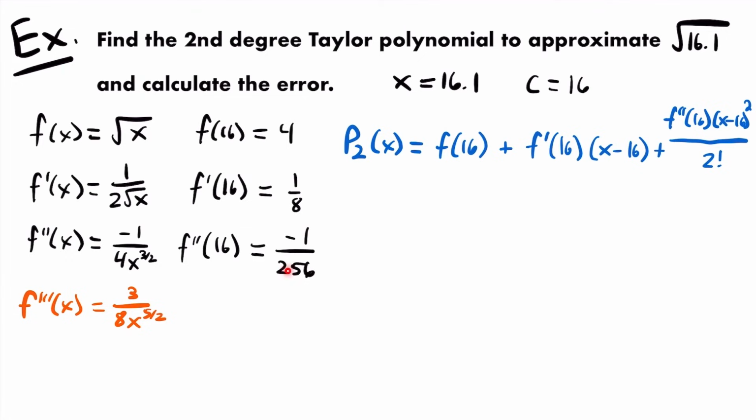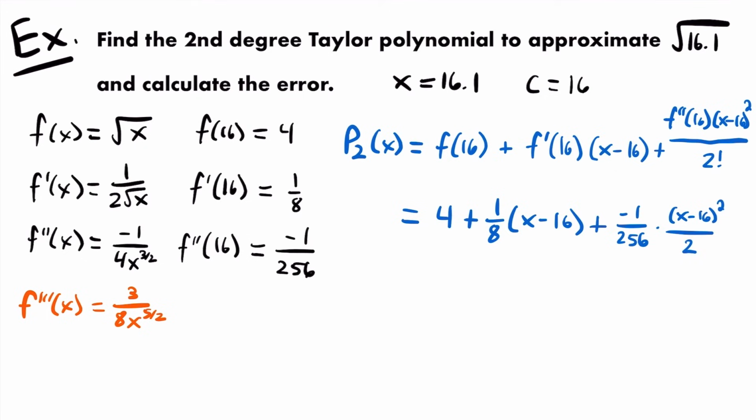All right, now if we plug in those values that we know, we'll find that the second degree Taylor polynomial is equal to 4, right? f of 16 is 4, plus f prime of 16, which is 1/8, times x minus 16, plus f double prime of 16, which is -1 divided by 256. I'm going to write that on the outside. We'll have -1 divided by 256 times x minus 16 squared divided by 2 factorial, which is 1 times 2, which is just 2.